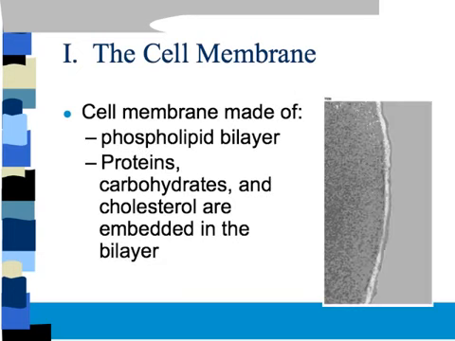So let's do a little bit of a review. So we already know the cell membrane has many pieces. We know primarily it's a phospholipid bilayer, right? It has 2 layers of phospholipids. But it also has proteins, carbohydrates, and cholesterol all embedded in that phospholipid bilayer.